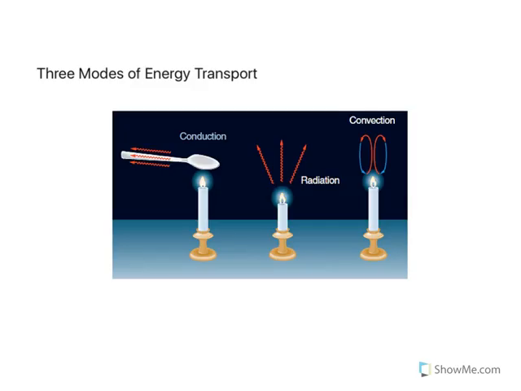There are only 3 modes of energy transport: conduction, of heat through a metal spoon from a hot region to a cool region; radiation, that is energy emanating from the open flame as waves or particles that you might feel as heat if you had your hand a few inches away from the open flame; and convection, where you have this rolling motion of gases around the open flame.